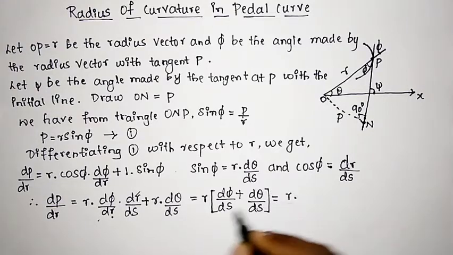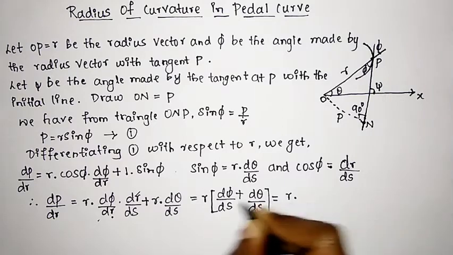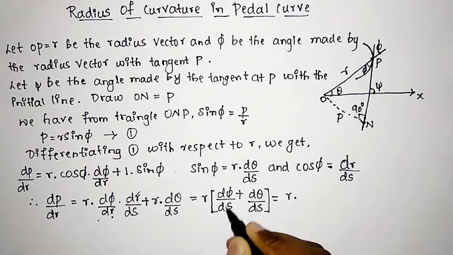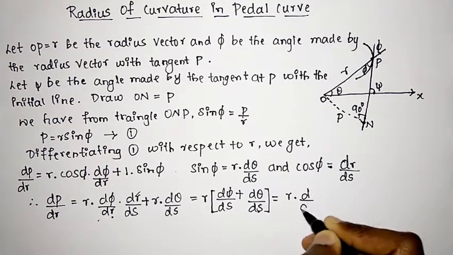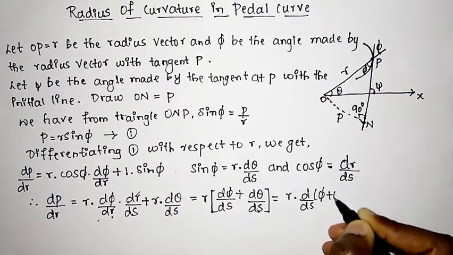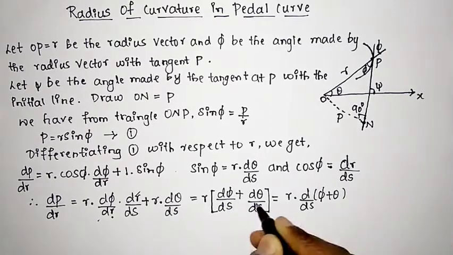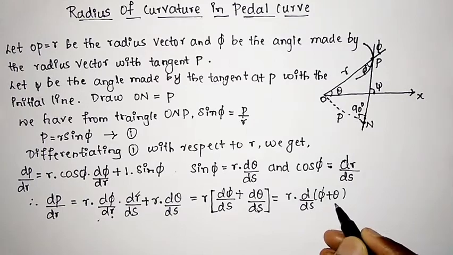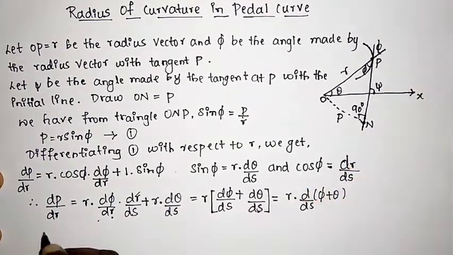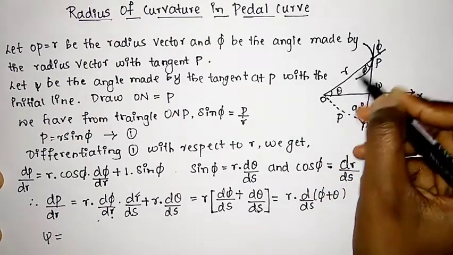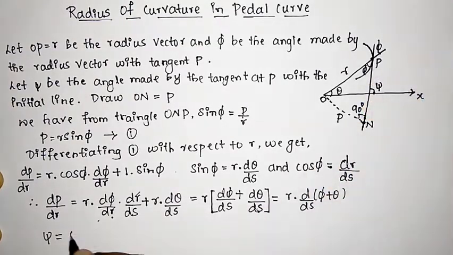So we can write it as r into, on both sides we have d phi upon ds and d theta upon ds. So we can write it as d upon ds into bracket phi plus theta. As d by ds is common on both sides, we have taken it as d by ds into phi plus theta. And as we know, the exterior angle psi is taken as the two interior angles, phi plus theta, and therefore we can write it as dp upon dr.